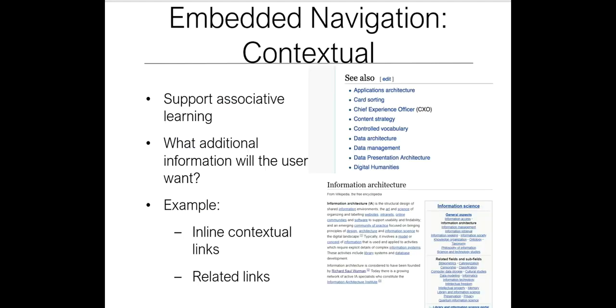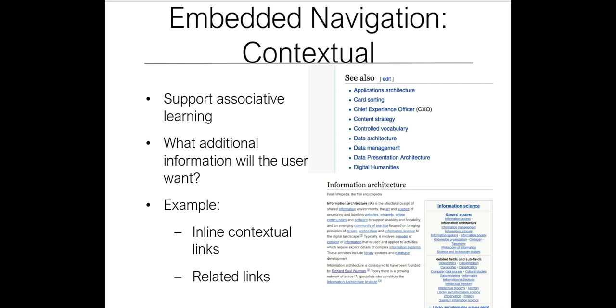Then we get to the idea of contextually embedded navigation. This is the sort of thing that supports associated learning, and provides additional information on what you think the information user may want. So the classic thing here is the see also type of link, as what you can see in this particular case, see also, and then the various bullet points that are related to that.